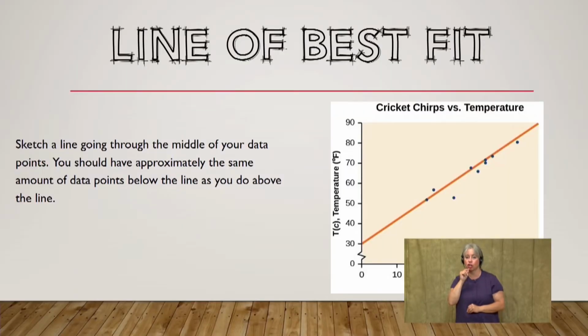So you would sketch a line going through the middle of your data. When you want a line of best fit, you want most of your data to be surrounded by this line. And if some of it touches it, that's great. That's what you want. You want it to go through the middle. And approximately the same amount of data that's above the line, you also want it to be below the line. That would make it in the center.